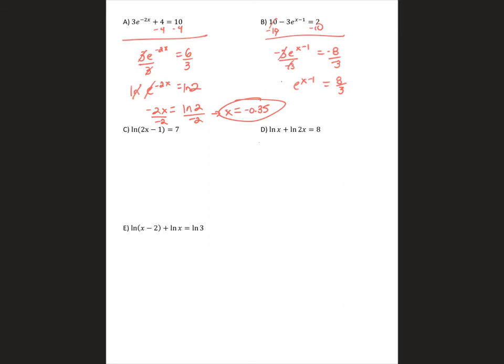Now to get rid of e, we'll take the ln of both sides. Ln and e cancel. I get x minus 1 equals ln of 8/3. And then we can add 1. And I get x to equal approximately 1.98.